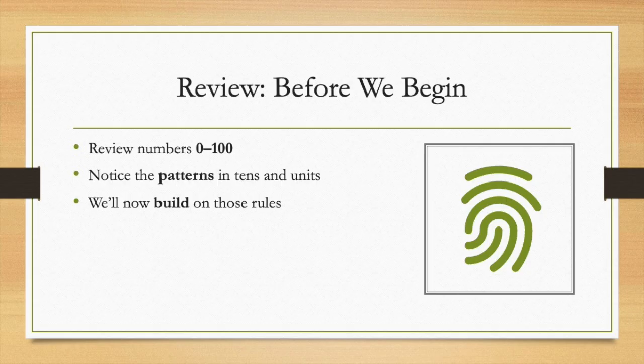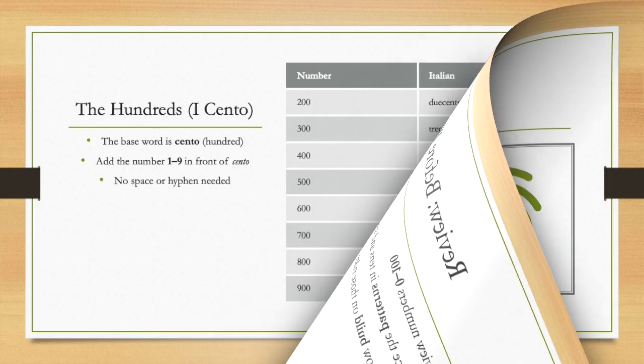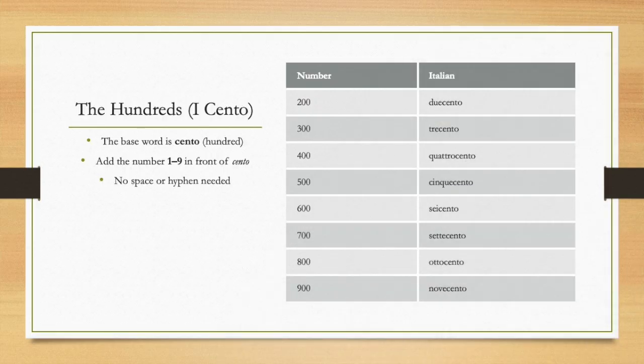Before we go higher, remember how we form numbers below 100: 20, 30, 40, 85, and so on. Those patterns will help you with larger numbers too. Let's start with the hundreds. Each hundred simply adds a number from 2 to 9 in front of cento. So 200 is duecento, 300 is trecento, 400 is quattrocento, and so on.